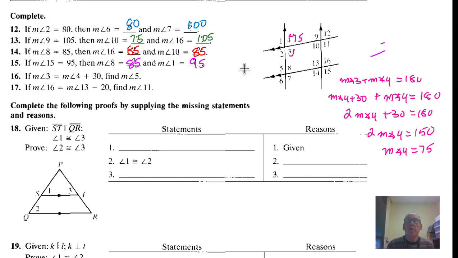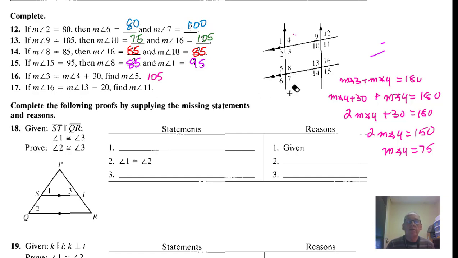Let's see, they want us to find the measure of angle 5. We could do alternate exterior angles. If 4 is 75, 6 is going to be 75. 5 is a linear pair with that. 180 take away 75 gives 105. So the measure of angle 5 is 105 degrees. Okay, let's look at the next set here.